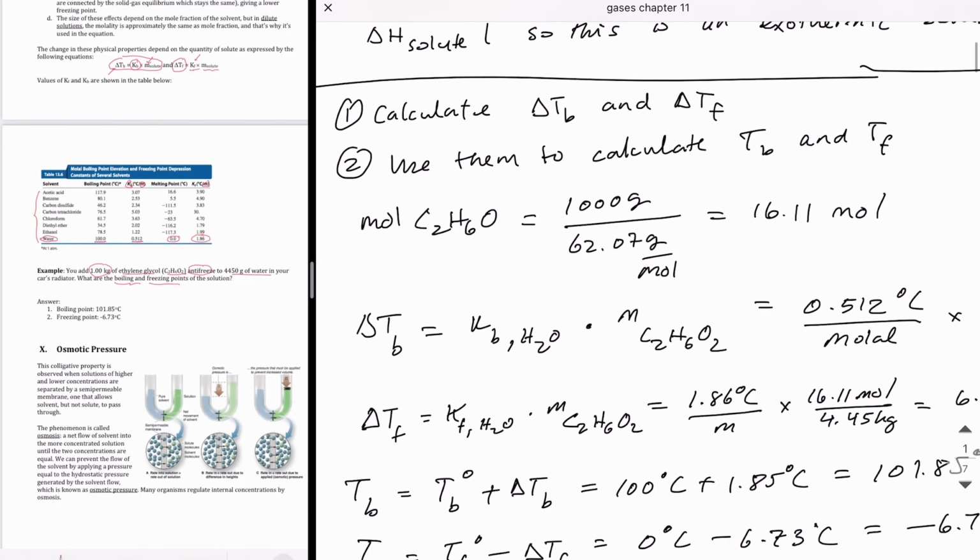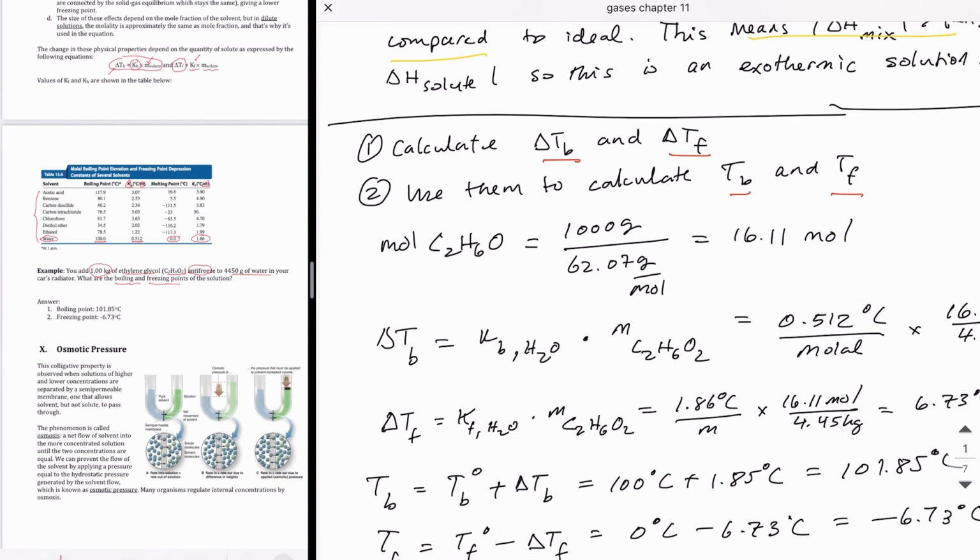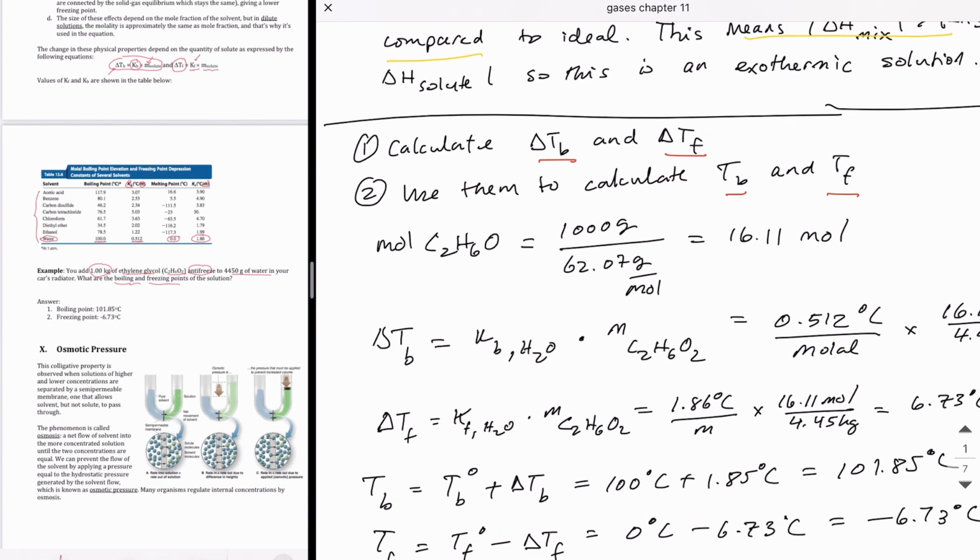So let's take a look on the right side where we do this calculation. What we want to do is first calculate just the change in the boiling and the freezing point, and then we use those changes to calculate the actual boiling and freezing point of the solution. So to do that, of course, we're going to need to use that formula that I just showed you, the delta TB and delta TF formula. For that, I'm going to need molality, so I'm going to need to calculate the number of moles of my solute, which is just 1,000 grams divided by the molar mass, gives me 16.11 mole.